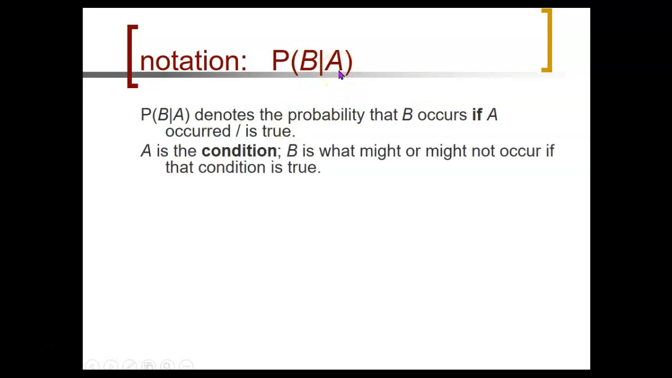So the second letter after the line, that's the condition. That's the thing that, okay, assuming that's true, in that case, under that condition, then we want to know what's the probability of that first event being true. So the first letter, the B in this case, is what might or might not occur if that condition is true.